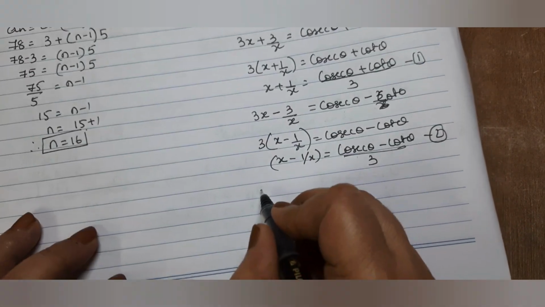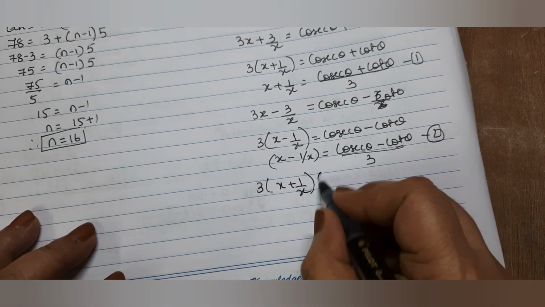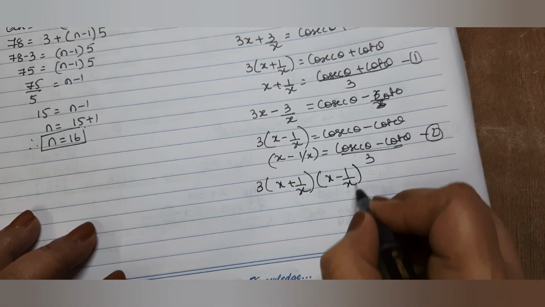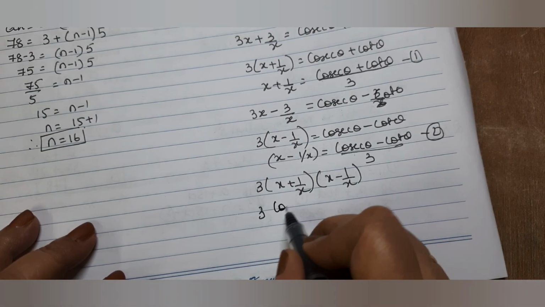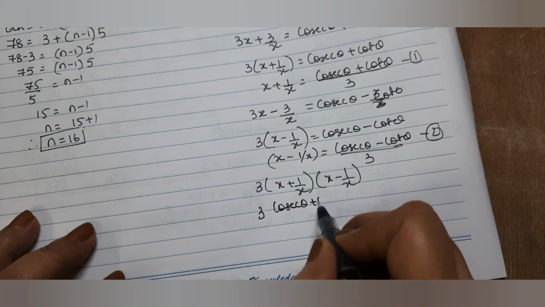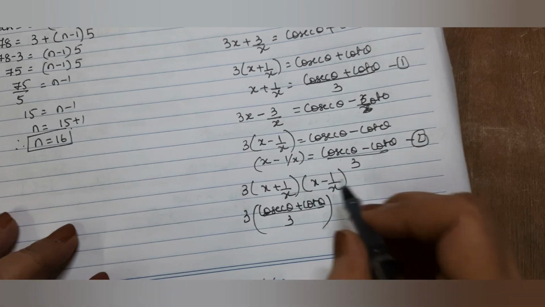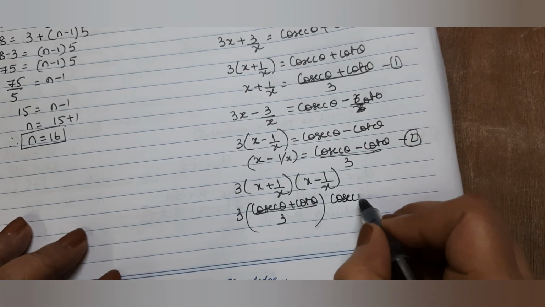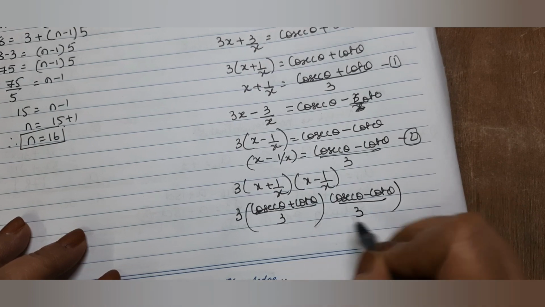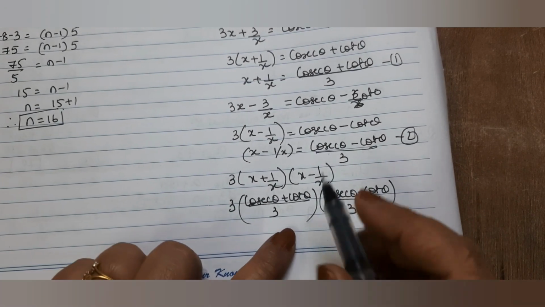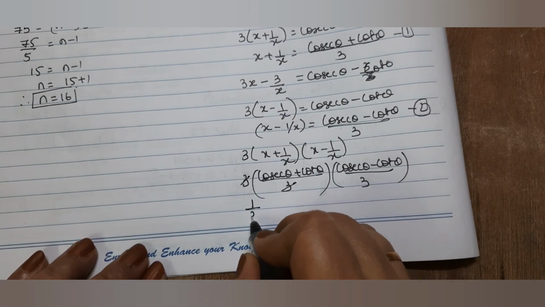To find the value, we have 3x + 1/x and x - 1/x. So I'll keep this 3 as it is. This is (cosec theta + cot theta) divided by 3, and this is (cosec theta - cot theta) divided by 3. So this is in multiplication. You can cancel this 3, so we will get here 1/3.